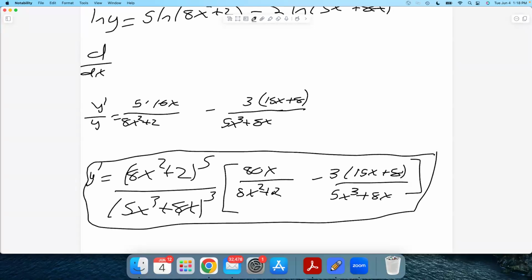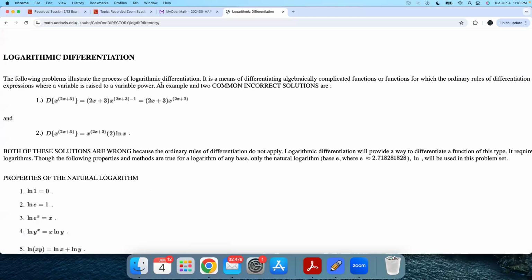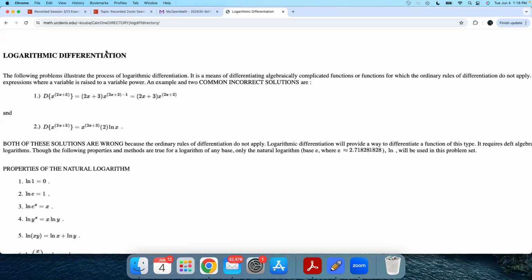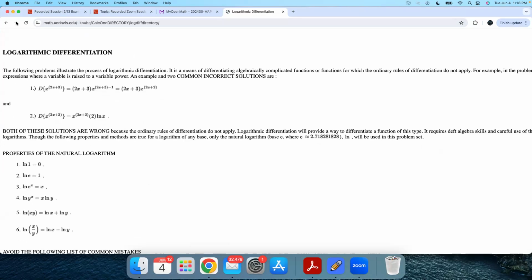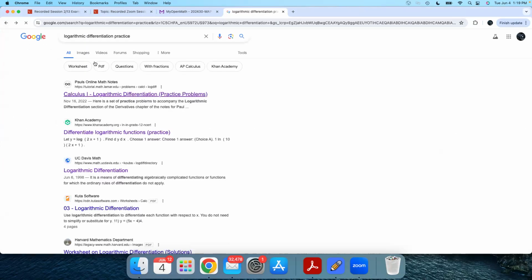Okay, now a couple of these problems I got from this source here. I literally just Googled logarithmic differentiation. I'll post this with this announcement. Like just Google that. You can find a bunch of practice. You need to practice these.